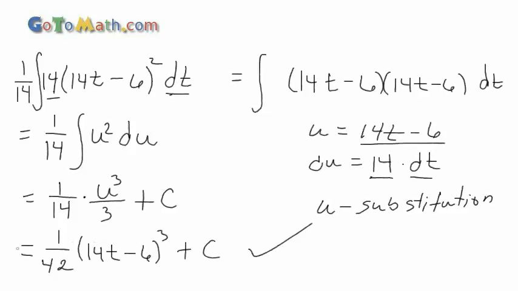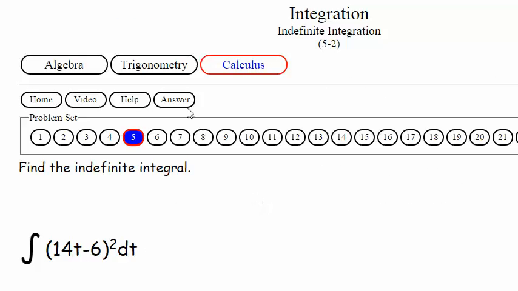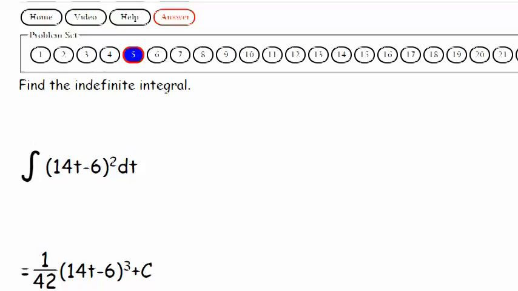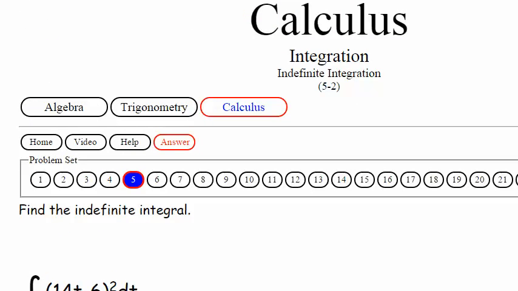Alright, well let's remember this. 1 over 42 times that. Let's go over here and let's see what we got. And looks like that's it. So you see it's in this form right here. Okay, now we're going to do one at 6.1, I think it is, where it's the same problem, except we're just going to go ahead and multiply it out since you don't know u substitution, but you know it now.